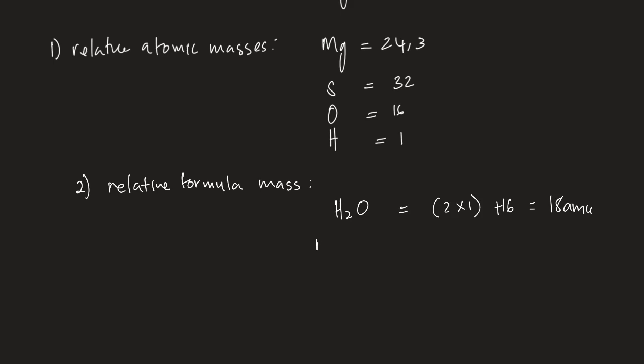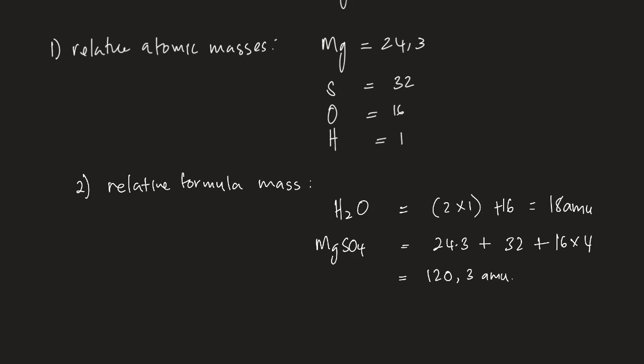Alright, then you've got MgSO4, and that's going to give you 24.3 plus 32 plus 16 times 4, and that should give you 120.3 AMU. Right, once you've got that, you need to look at the mass of the water.